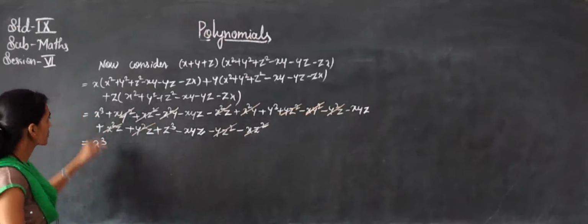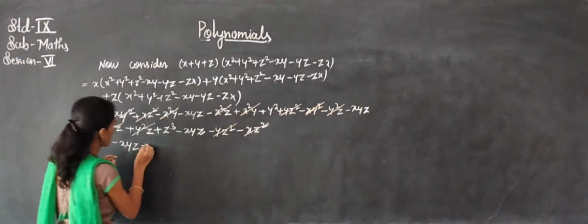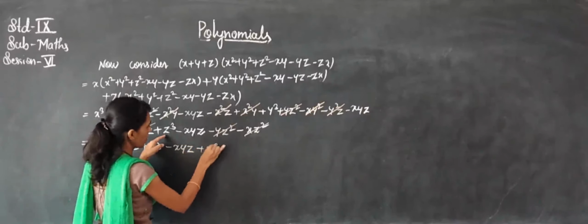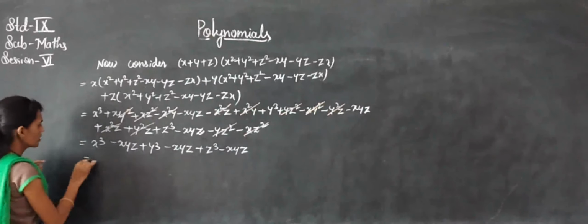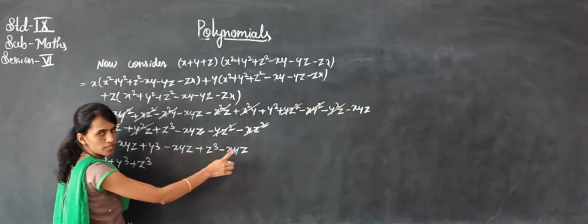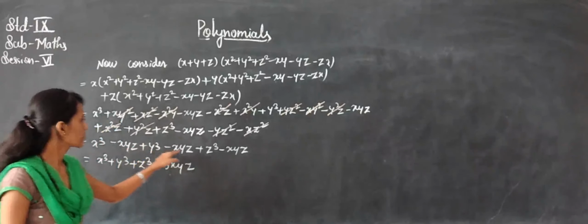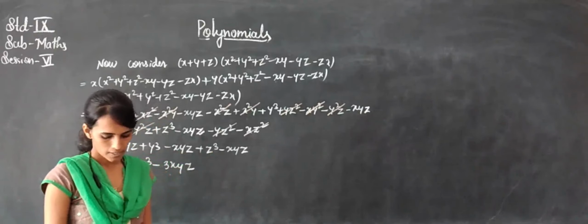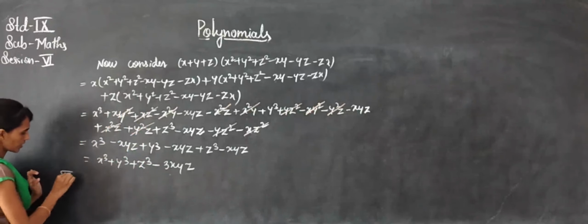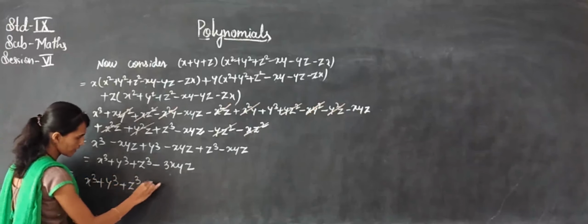Okay, next, all are cancelling out here. x cube remains, minus x y z remains, again here y cube remains, plus y cube, again here minus x y z remains, again z cube, minus x y z. So then x cube plus y cube plus z cube, take one side. Minus x y z, minus x y z, minus x y z means that will give us minus 3 x y z. Minus, minus, minus, all of minus means that will become minus 3 x y z. So therefore, this is the 8th identity. That is x cube plus y cube plus z cube minus 3 x y z.